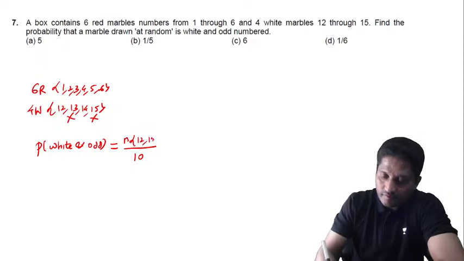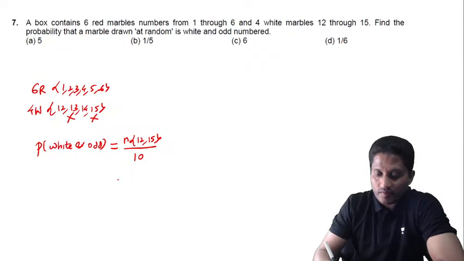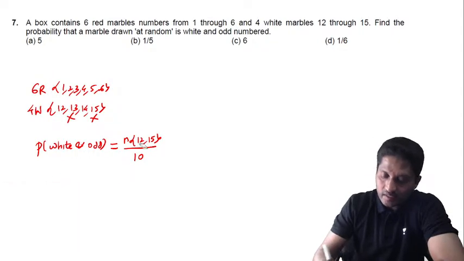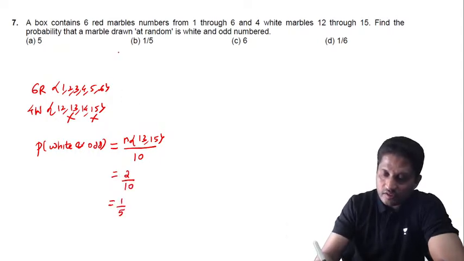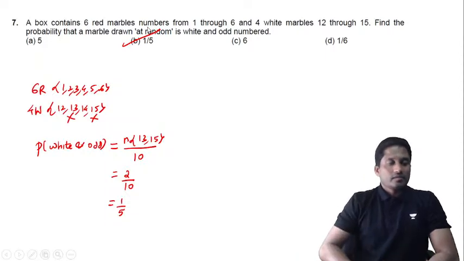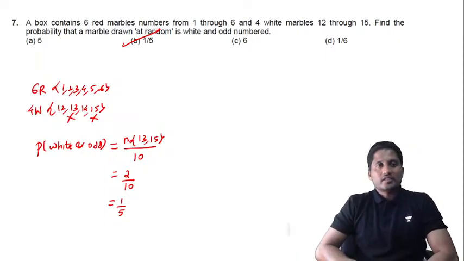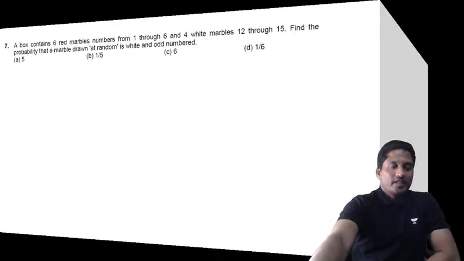12 and 15, sorry. 12 and 15 only. It should be odd, right? It should be odd and it should be a white marble. There should be 13 and 15. So this is 2 by 10, which is equal to 1 by 5. Answer is option B. Isn't it, guys? Let's move to the next question.